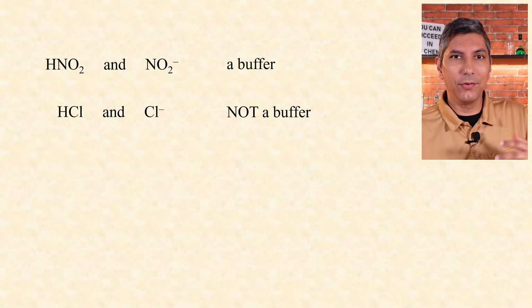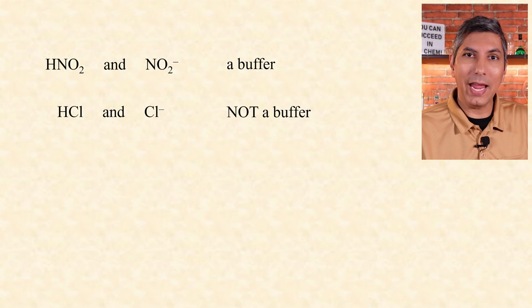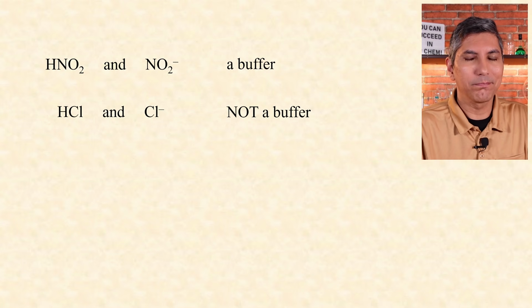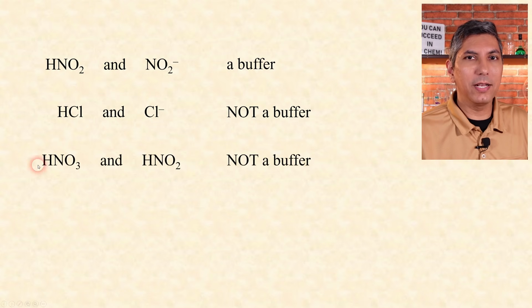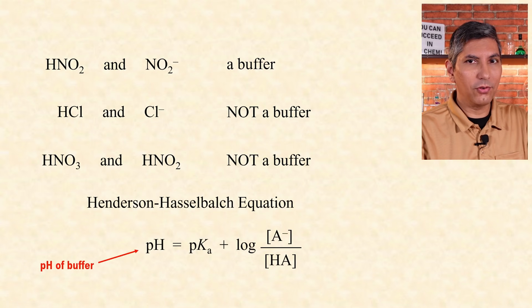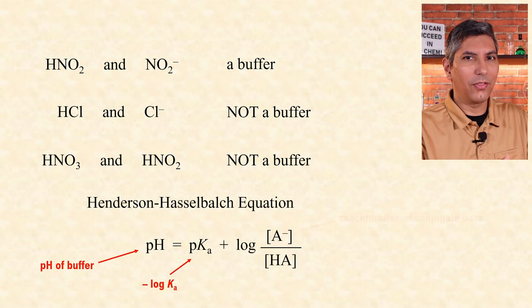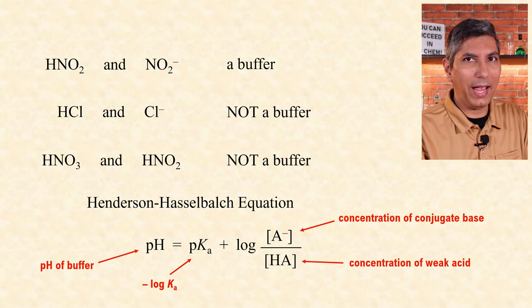HCl and Cl negative would not be a buffer because HCl is not a weak acid. It's a strong acid. It's not a buffer. This is also not a buffer because it's a mixture of 2 acids. We use the Henderson-Hasselbalch equation to calculate the pH of a buffer, which includes the pH, pKa, the concentration of conjugate base, and the concentration of weak acid.